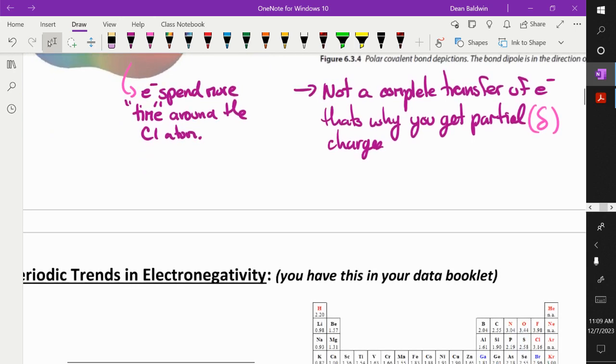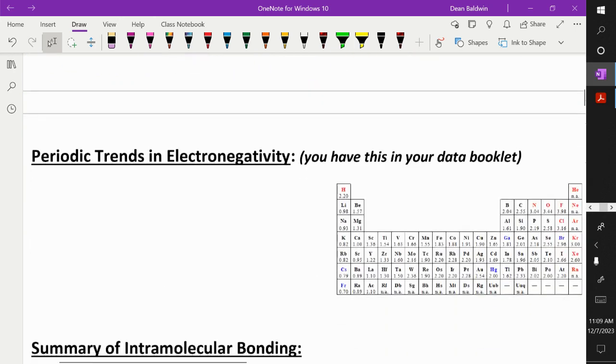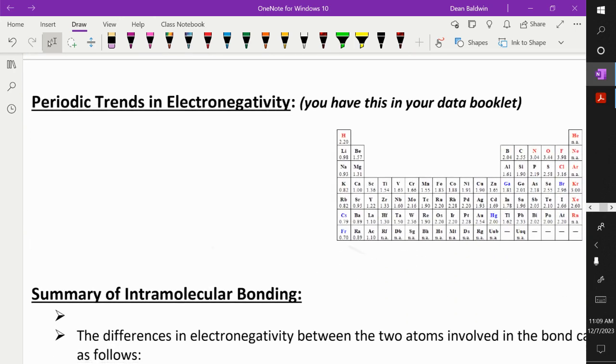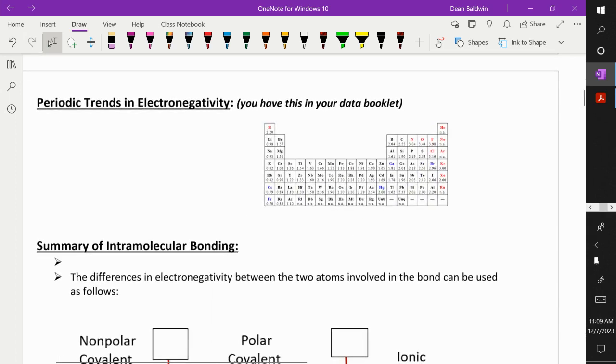All right. We know we have trends in electronegativity. The highest electronegativity is fluorine. The lowest is francium. So basically the trend is like that, right? Going to the right and going up gives you higher electronegativity.